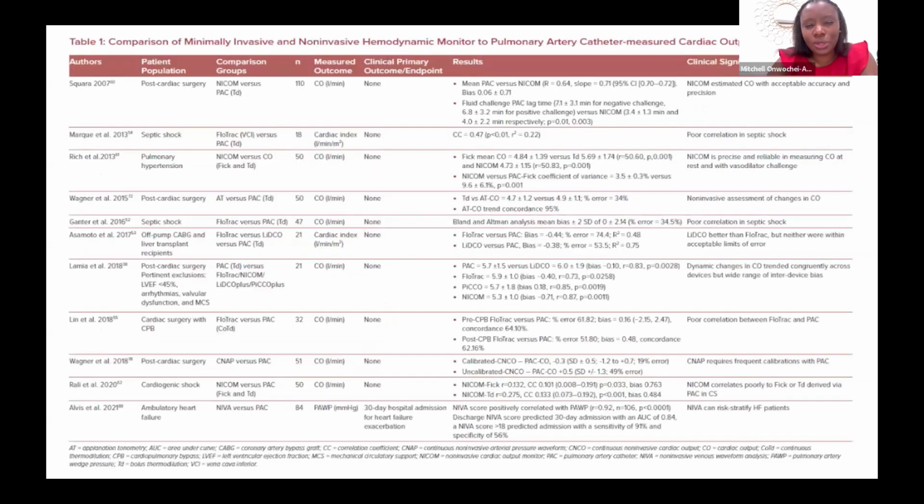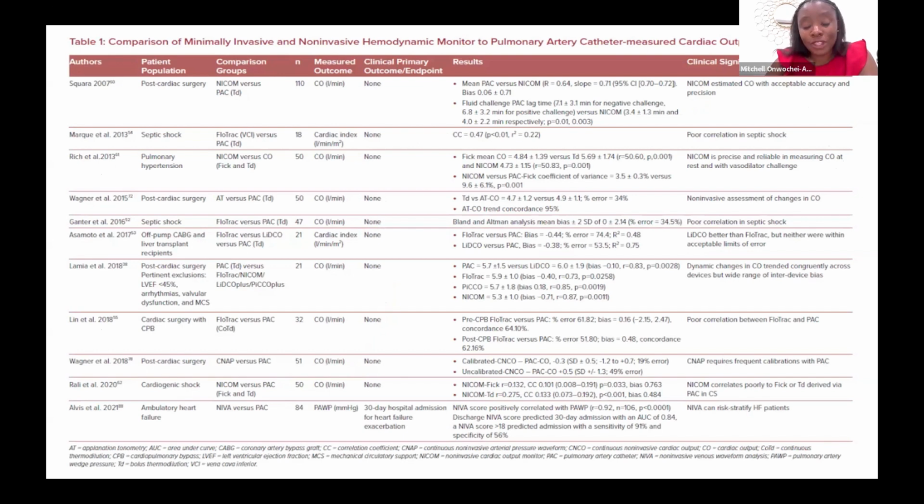This slide does show you multiple studies that have been done. Most of them were retrospective studies or small studies. So no large, strong RCTs have been done. And the results here on most of the studies were inconsistent. So some showed that they correlated with the numbers you would get from a pulmonary artery catheter, and others showed that they were not consistent.